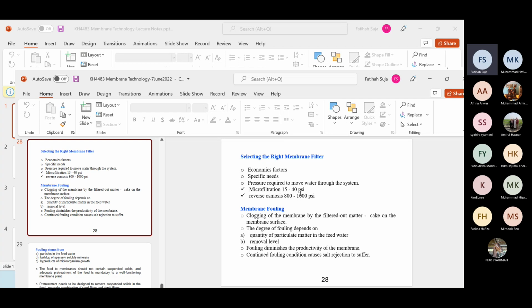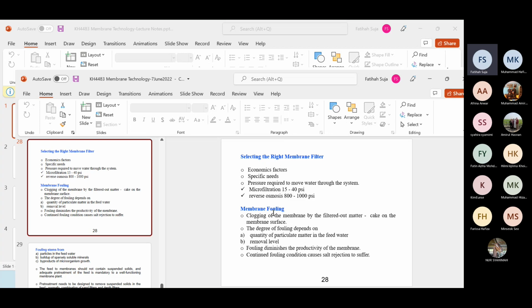Okay, so the smallest pore size, reverse osmosis, you can see here that they require very high pressure. So it is very critical for you to determine the contaminants that you want to remove and the level that you want to achieve for your treated water. Then only you choose the type of membrane system that you want to use.